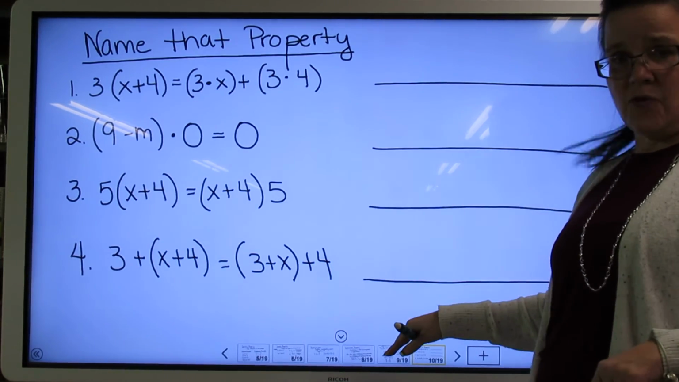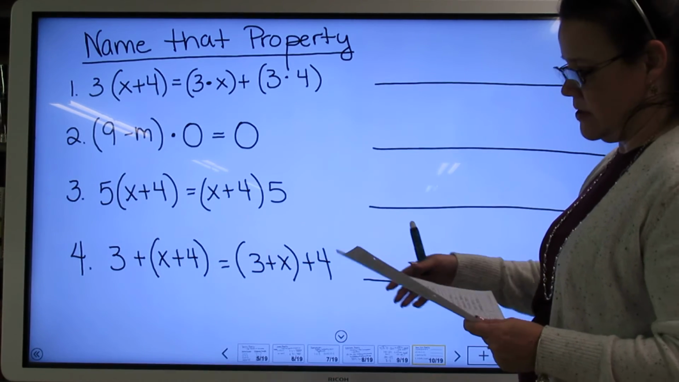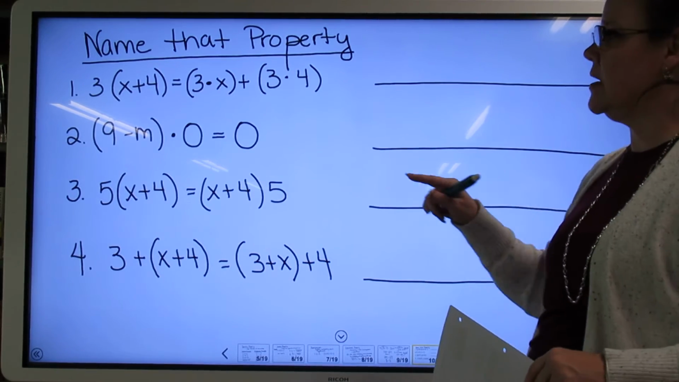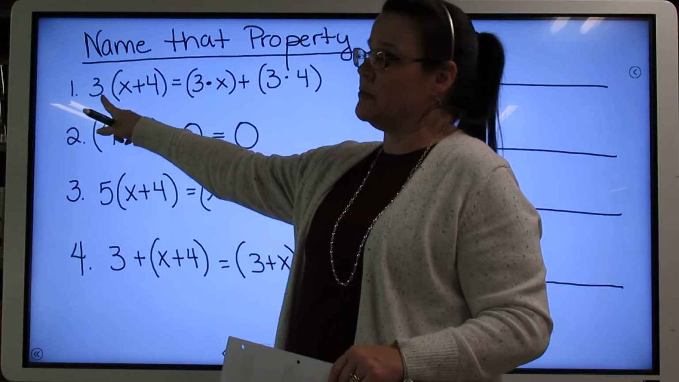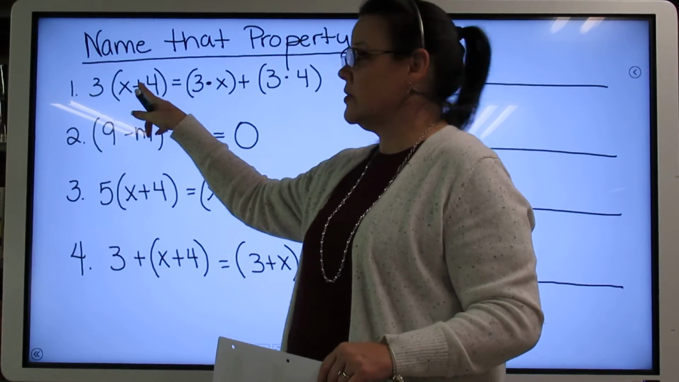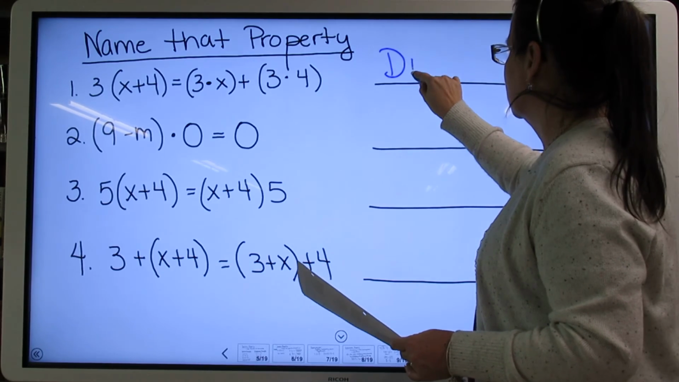These are the first 4. On the first slide here, I was able to get 4 of them. So we have the distributive property. Why? Because you're distributing what's on the outside with what's on the inside, and that's 3 times x plus 3 times 4. And so that would be the distributive property.